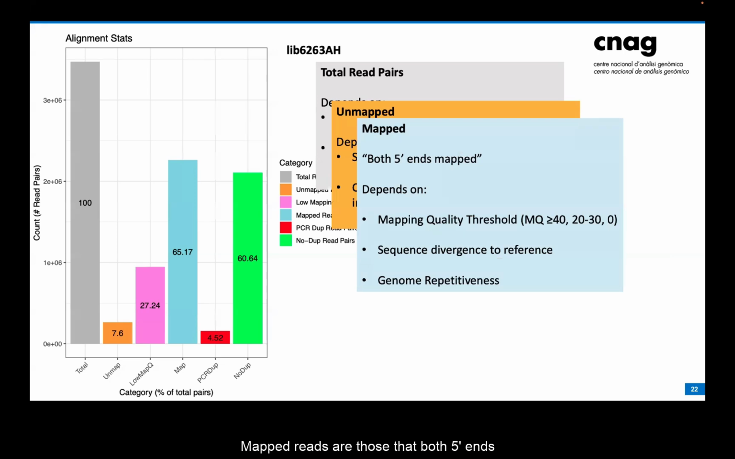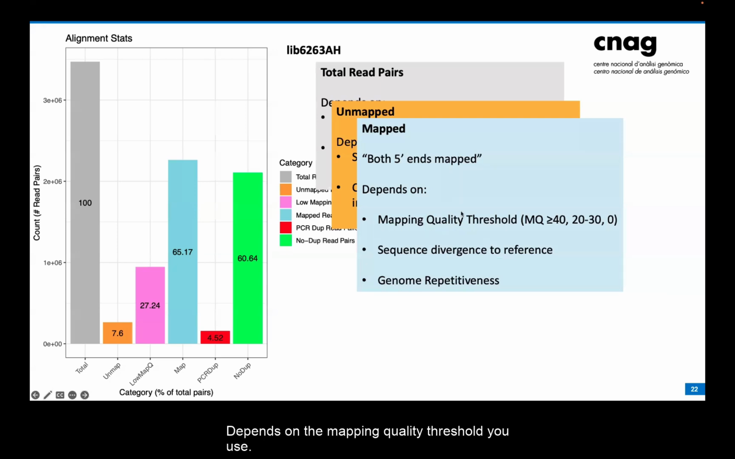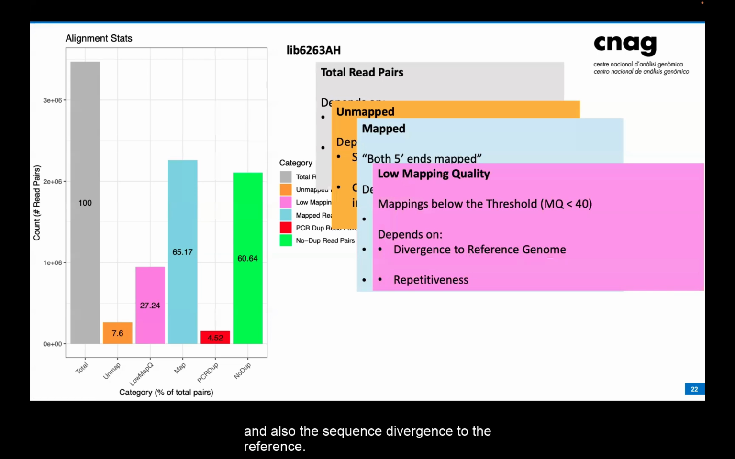The mapped reads are those where both 5' ends are well mapped. It depends on the mapping quality threshold you use and the repetitiveness of the genome. So for repetitive genomes, we tend to lower it a little bit to be sure that we recover more pairs, and also on the sequence divergence to the reference. Then we have the low mapping quality reads, which are the opposite of the mapped ones, those below the threshold. It depends on basically the same things that affect the mapping.